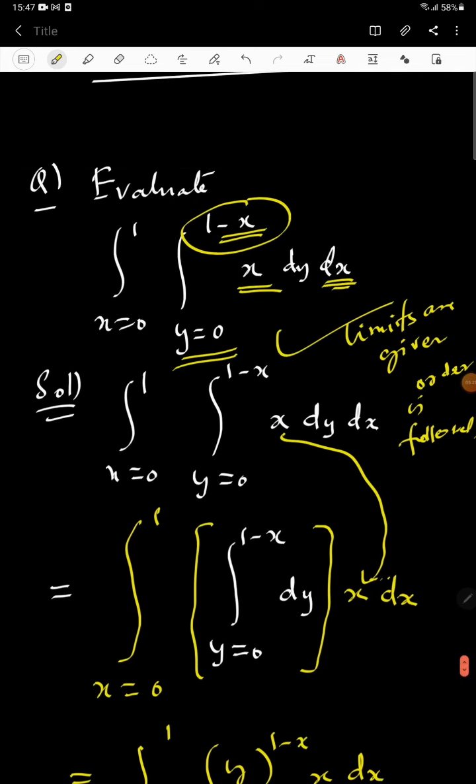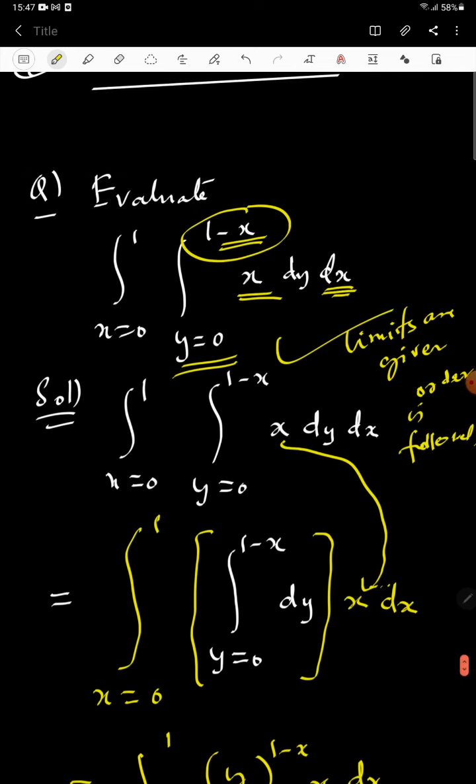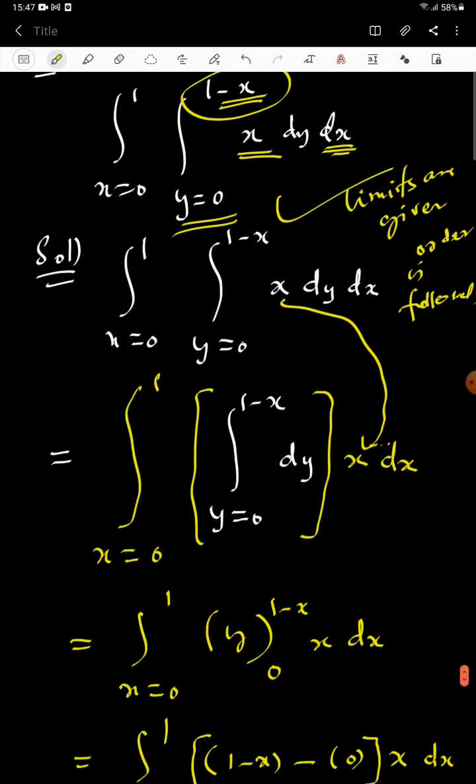Sometimes it will not be possible for us to do it in the given order. Then we have to change the order. For that you can see a separate video.